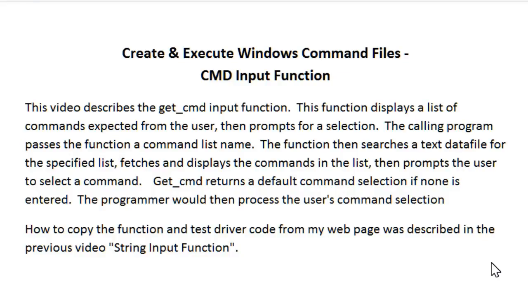This video describes the get command input function. This function displays a list of commands expected from the user, then prompts for a selection. The calling program passes the function a command list name. The function then searches a text data file for the specified command list, fetches and displays the commands in the list, then prompts the user to select a command.